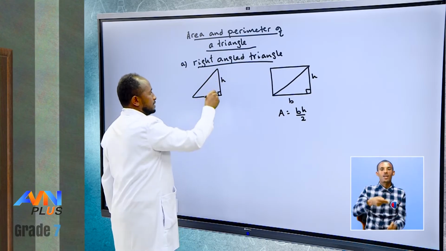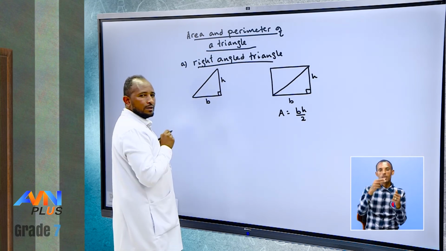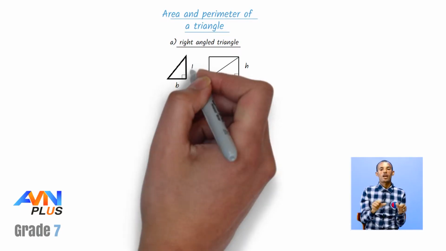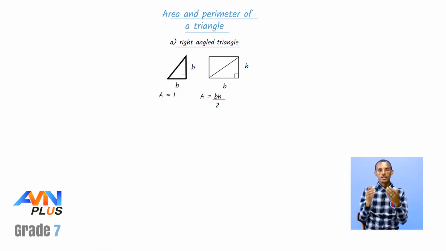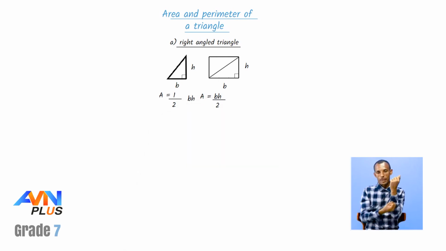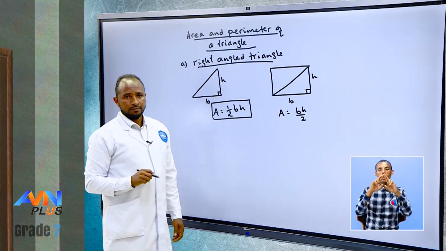Base and height, here you can see that the base and height are perpendicular. So, to calculate the area of a triangle, simply you use this equation, half times base times height. So this is the formula to calculate the area of a right angle triangle.